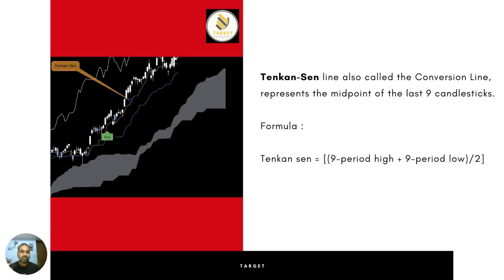Tenkan-sen line. If you take a look at the chart, I marked the Tenkan-sen line here. The chart has the Ichimoku indicator plotted. The Tenkan-sen line is also known as the conversion line. It is calculated by adding the highest high and lowest low over the past 9 periods and then dividing by 2, which is plotted here as the Tenkan-sen line.